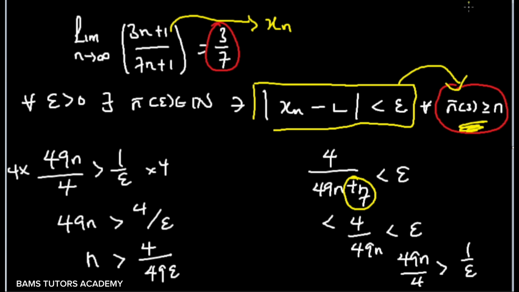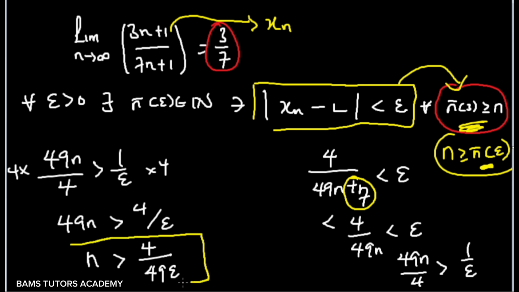Actually, let me just quickly correct something. This is supposed to be n greater than N bar epsilon. That means you want to have an expression that is in terms of epsilon on the right hand side, and n is greater than that. That's exactly what we are having here. So we have n is greater than an expression that has epsilon. So because we've been able to do this, we have been able to show that this is true.